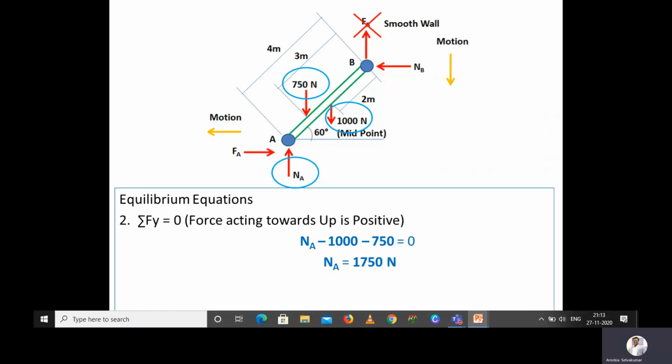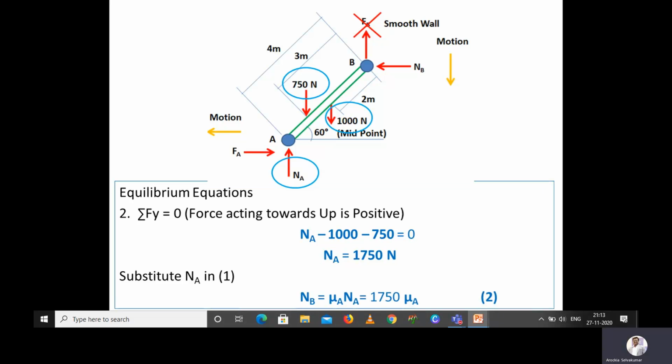This value, that is normal reaction at A, we can substitute in equation 1. So we will get NB is equal to mu A into Na, that is equal to 1750 mu A. As I said, mu A is the coefficient of friction between the ladder and the floor. So here also we are unable to calculate the value of NB and mu A. So we are going to the next equilibrium equation.